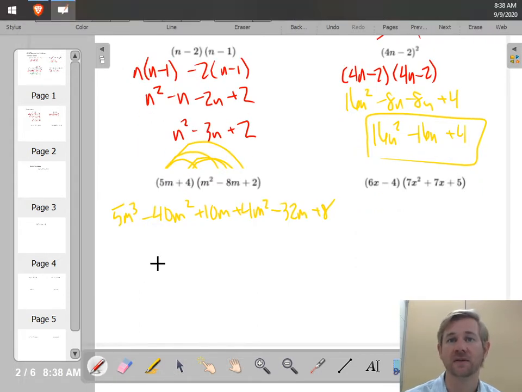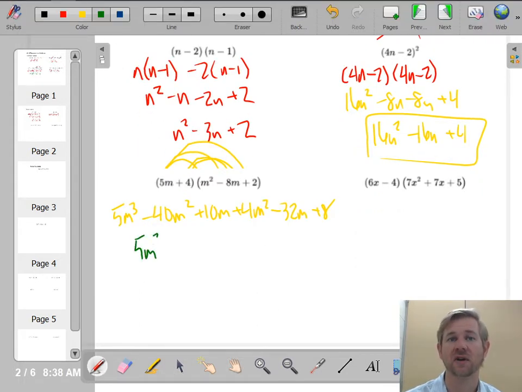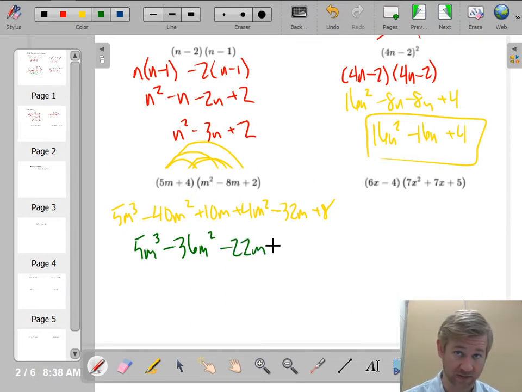So we'll do highest degree first. There's only one cubic term, 5m cubed. Negative 40 and positive 4 make negative 36m squareds. 10 and negative 32 make negative 22m's. And then it looks like you just got a plus 8 on the end.